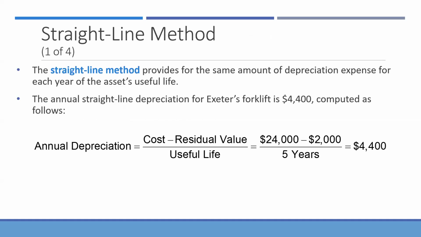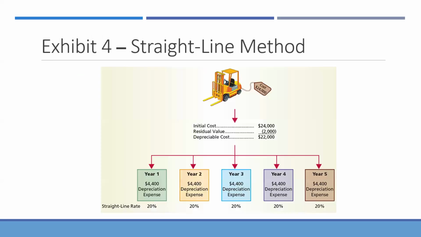So for this asset, 22,000 divided by 5 is 4,400. And that will be the cost every year. We just debit depreciation expense, credit accumulated depreciation as an adjusting entry at the end of each year. Right, so under straight line method, 20% gets depreciated every single year.